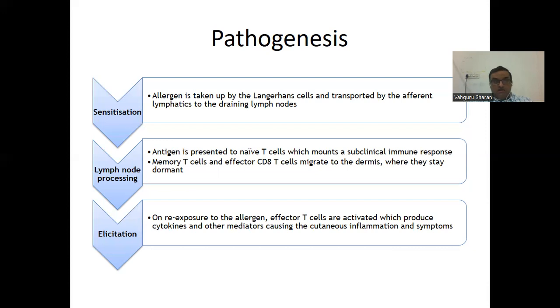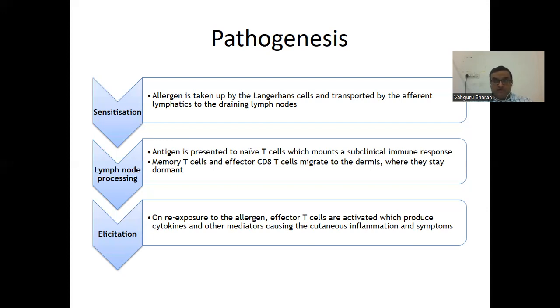Now the antigen is in the memory T cells, and the response has already been transmitted to the skin. The skin is now sensitized. Then, whenever the skin is re-exposed to that allergen, these effector T cells are activated. Then these T cells produce cytokines and other mediators, causing the inflammatory cascade.